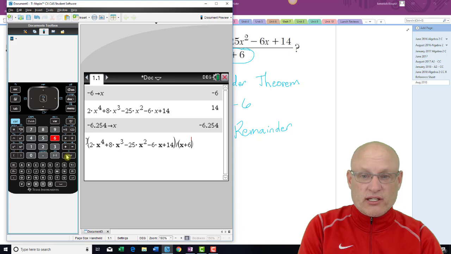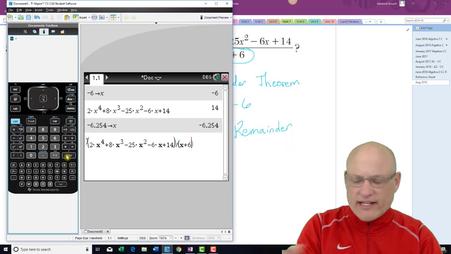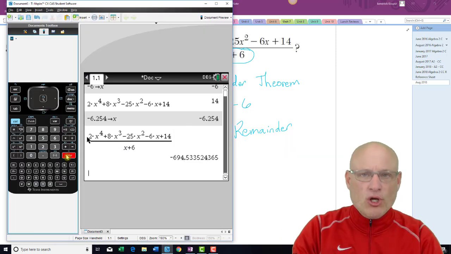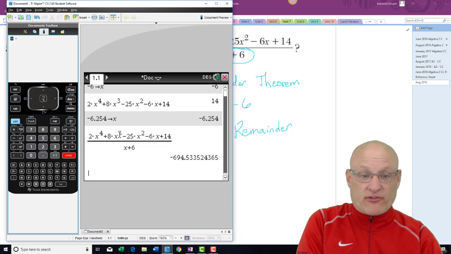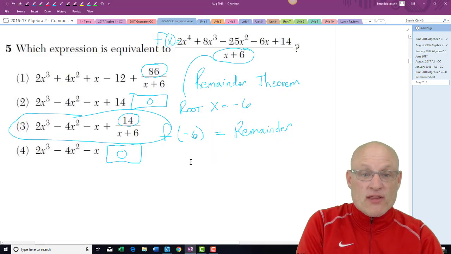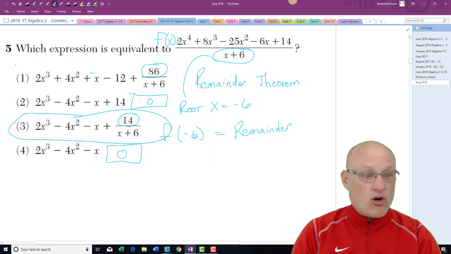What you're going to get is some crazy decimal. Who cares? But notice how this is exactly how the problem looks. So I get some crazy decimal. Then what you can do is check all of these answers. Now, since 1 and 3 look a lot alike, I'm going to show you what it doesn't look like and what it does look like.